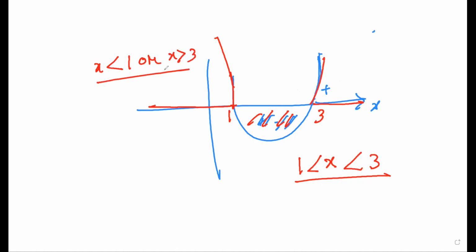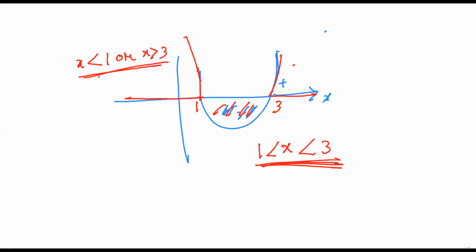When in any question they ask us where the curve is positive, find the set of values of x, we have to write it this way according to the curve. When they ask us where the curve is negative, we just write down these things. Now exactly what happened, we try to understand from this question.